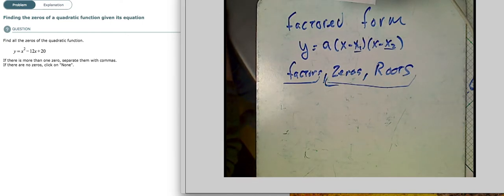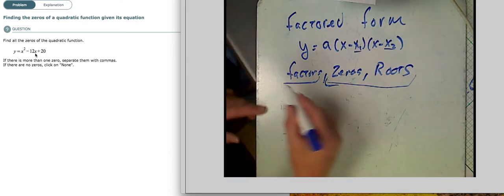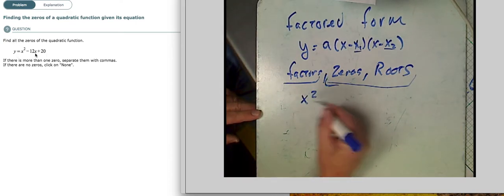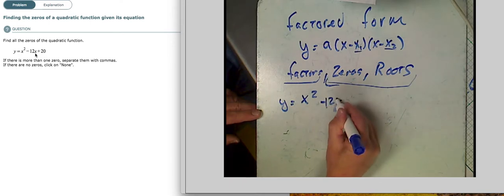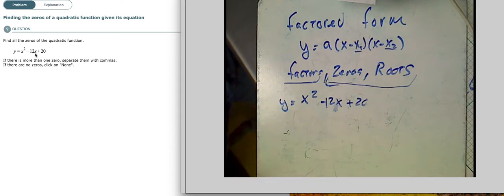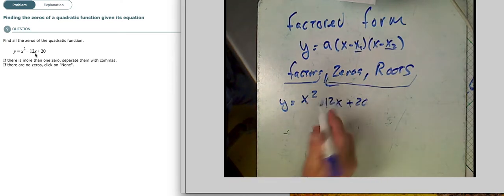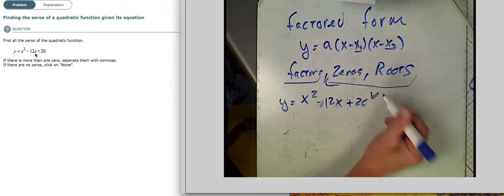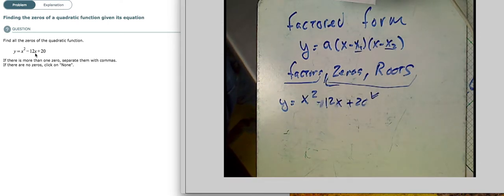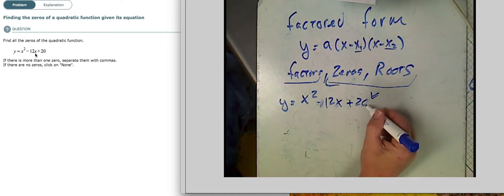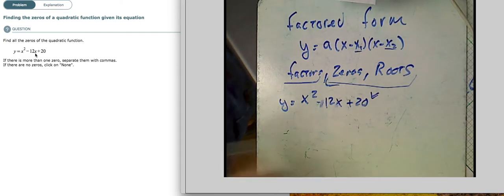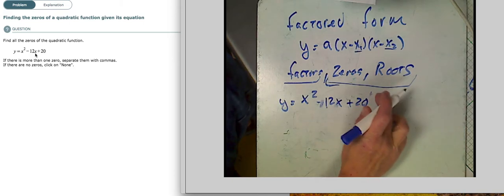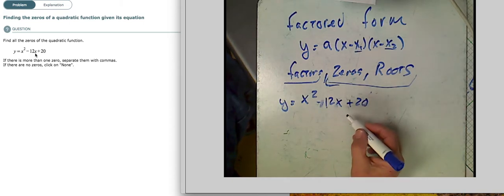So let's look over here at this problem that we have right here. y equals x squared minus 12x plus 20. And this is in standard form. And as we know, standard form tells us the y-intercept, which can be helpful for graphing things. But oftentimes we're going to be moving from standard form to either vertex form or factored form because there's more information. So to get to factored form, all we have to do is factor it, right?